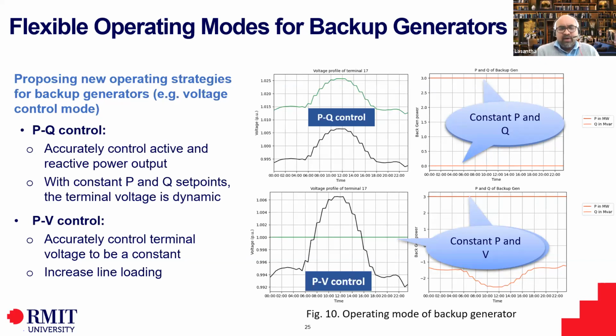But we have seen one thing: we can't always apply PV control or PQ control. There should be some operating flexibility for the backup generators to operate. If they have operating flexibility, then it can bring benefits to the CNI customers, and it can also provide more benefits to the network while mitigating the network bottlenecks. So those are the main outcomes we have seen from our simulation studies.